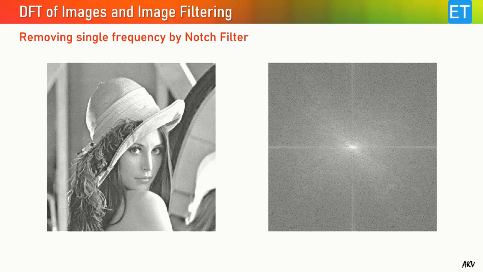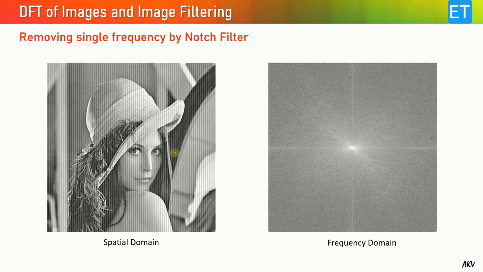So just consider the same Lena image. This is your image, and this is the corresponding spectrum. Now I corrupt this image with some sinusoidal noise like this. So a sinusoidal noise is added to this image, and now let us see what happened to its spectrum because of this. Just see the difference in this spectrum.